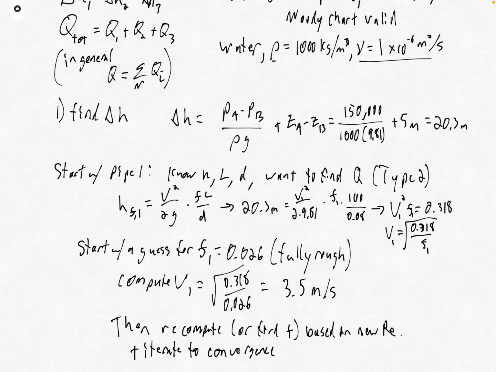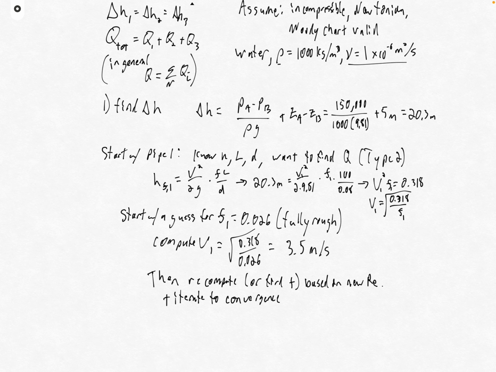And so in this case, before we even know if we need to iterate, we need to actually check. First, check if Re is in the fully rough region. Because in this case, if we were in the fully rough region, we wouldn't even need to iterate, right? This would just be our final answer. So let's check our Reynolds number.